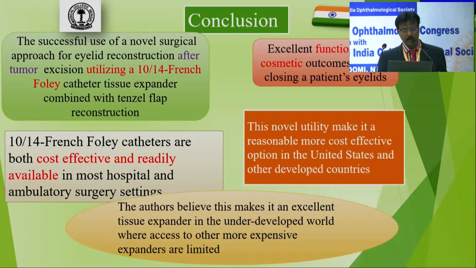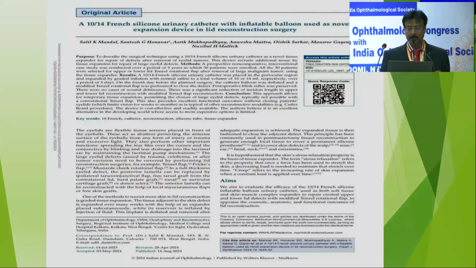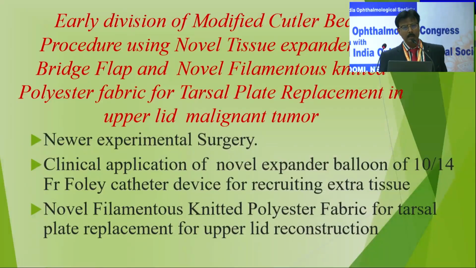So we come to a conclusion that the 10 French silicone catheter is much more useful, cost effective, readily available, and this novel ability is used not only in India, it is also in the US. So we believe with expanded tissue you can cover a larger defect with a short incision length. This is published in the Indian Journal of Ophthalmology, one of the best publications in orbit and oculoplasty this year.